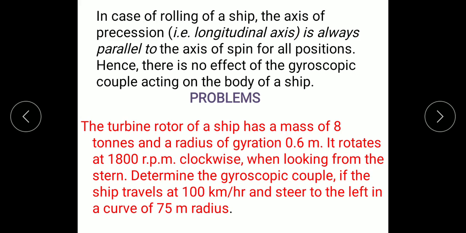Okay, so here the formula for gyroscopic couple in ships is C equal to I into omega p. So first we have to find the I value, moment of inertia. The formula for moment of inertia is I equal to mk square. Here m means mass. Mass is 8 tons. Here mass is given in terms of tons, so convert into kgs. 1 ton equals 1000 kgs. You have to remember these units. Always mention the units in each and every calculation, from the exam point of view also.